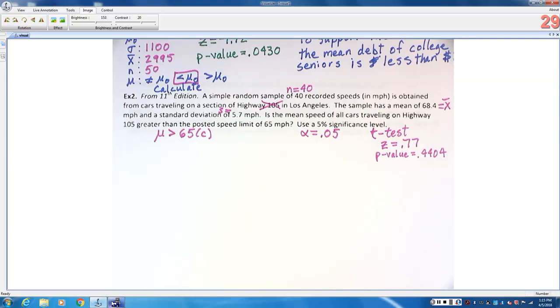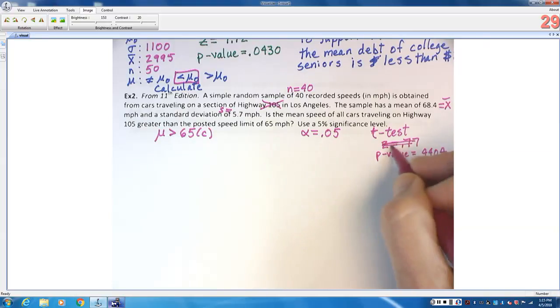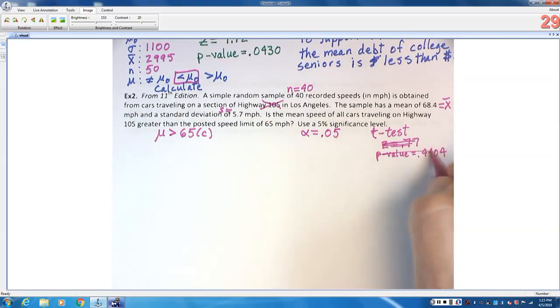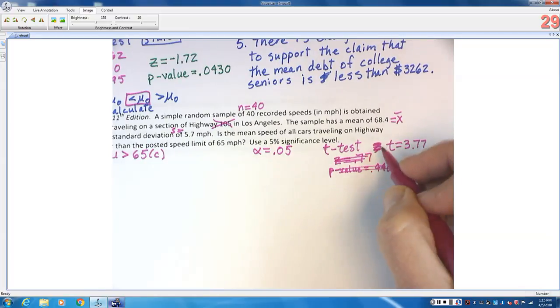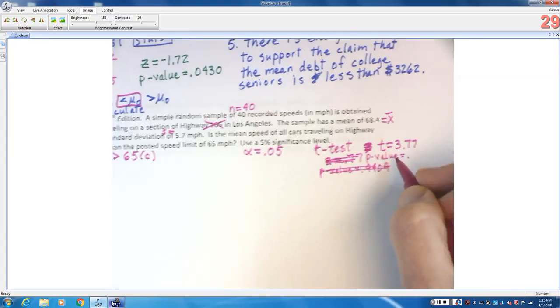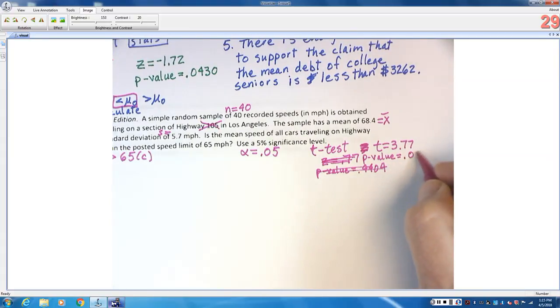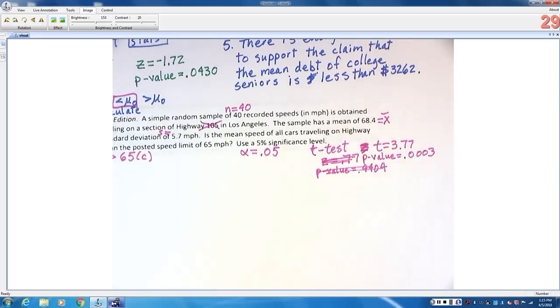No, that's the M&M. It's still a t-test. The z is, oh, it's a t. It's a t of 3.77, and we get a p-value of 0.0003, if you work that one. It is 2.7 times 10 to the minus 4 on the calculator.